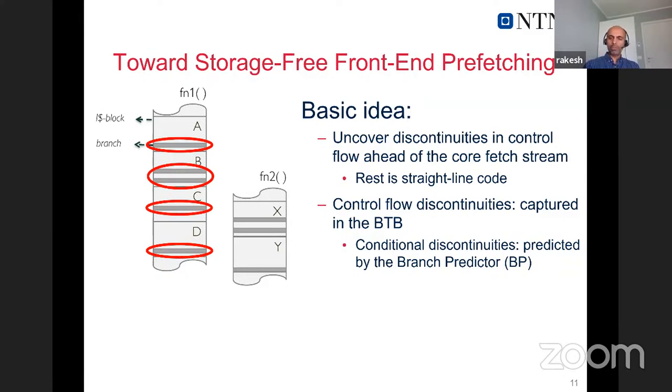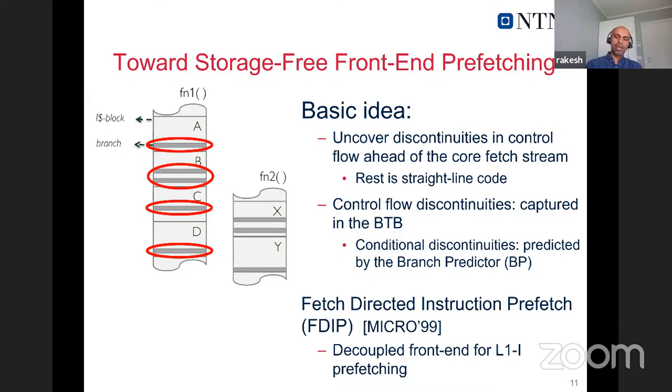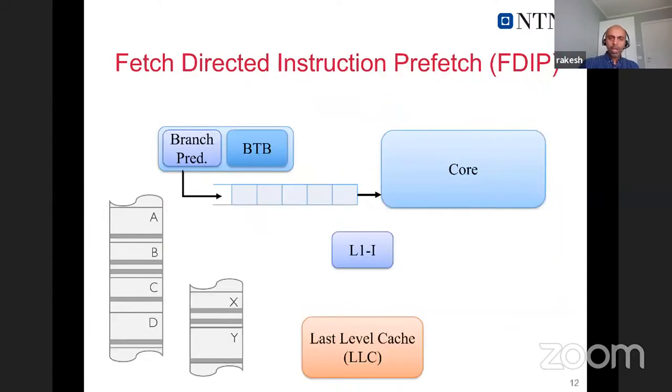We have all the information in our core that can help us reconstruct these instruction streams that we can use to prefetch. And this is precisely what was done in a very old work, more than two decades ago, fetch-directed instruction prefetching. It did not have any storage cost. It just used the BTB and branch predictor to build this instruction stream and prefetch it. So let's take a look at how exactly it works.